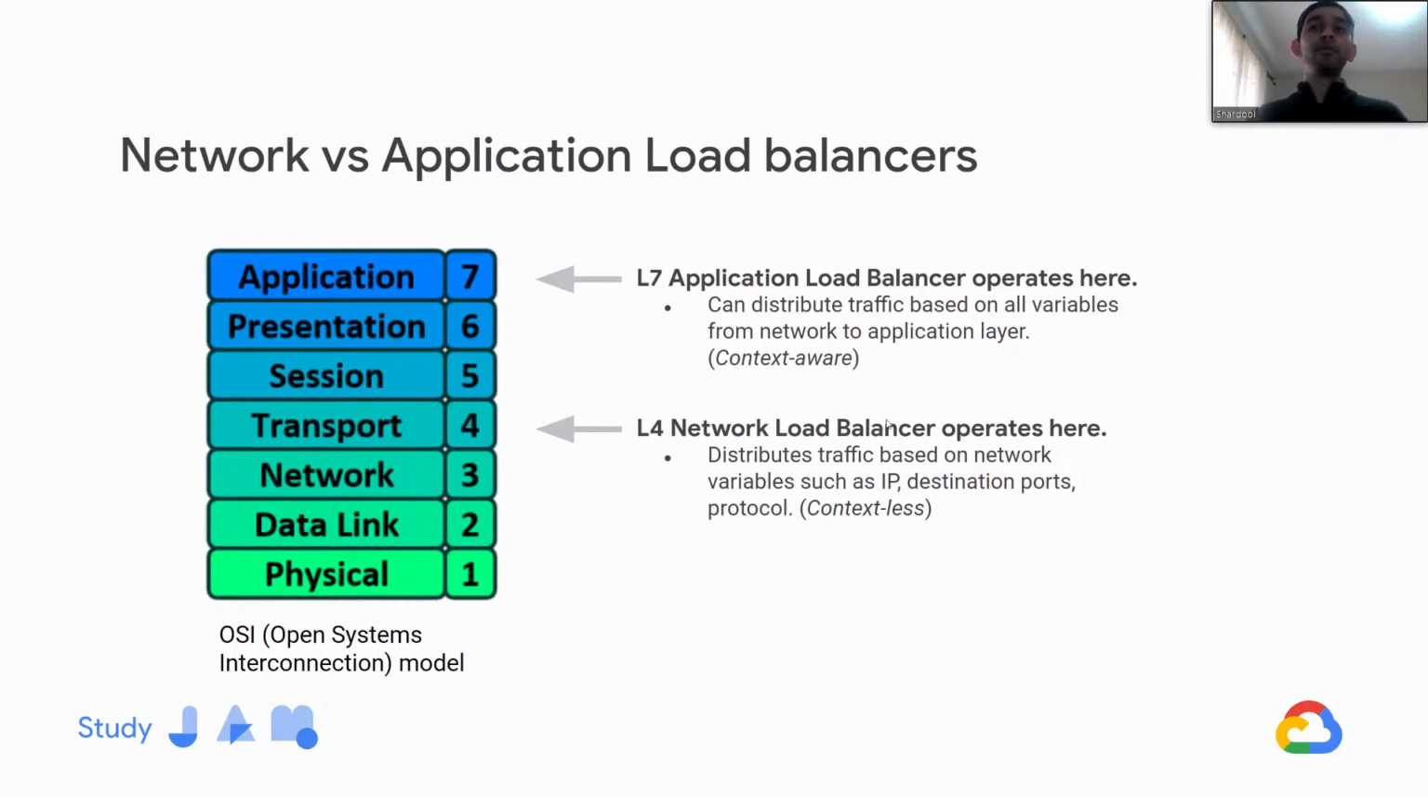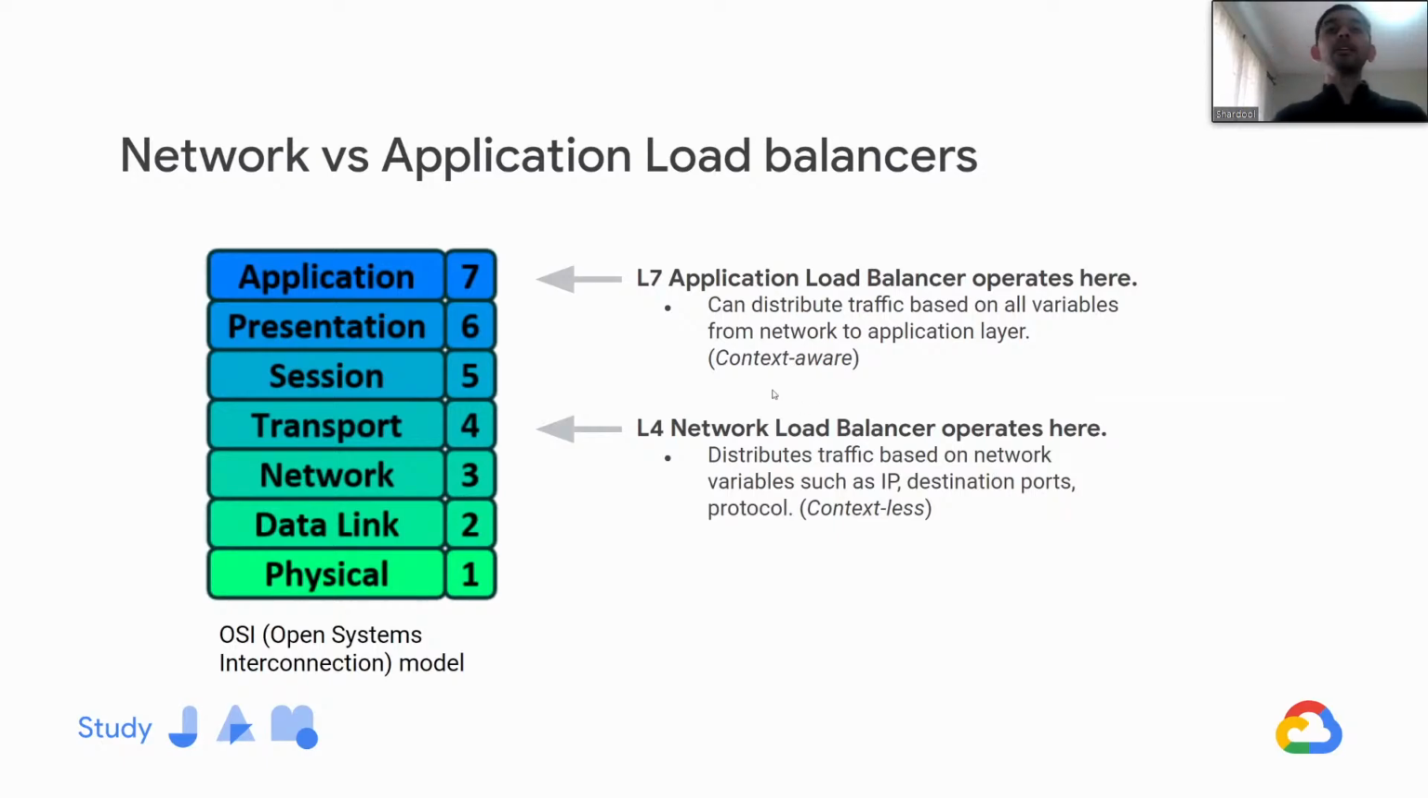You might be a bit confused as to why network load balancers operate at L4 instead of L3, as the name might suggest. This is because network load balancers can also look at protocol, so TCP, UDP, HTTP, things like that. You don't necessarily need to know what those are, but just know that a network load balancer can operate at either L3 or L4. And since it doesn't have all the variables that an application load balancer has, it can only decide where to direct traffic based on these parameters.